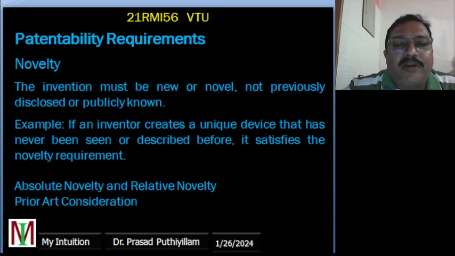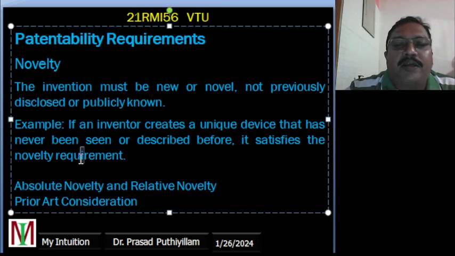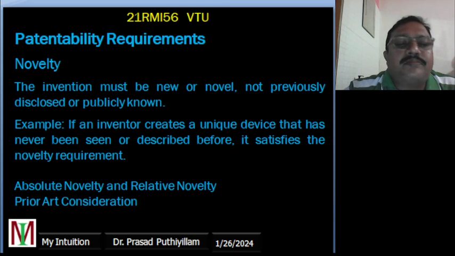So it should be novel, not previously disclosed or publicly known. For example, if an inventor creates a unique device that has never been seen or described before, it satisfies the novelty requirement. Okay, so I kept two more terms there for discussion. Novelty is one of the fundamental patentability requirements. Two or three fundamentals are there, and this is one of them.